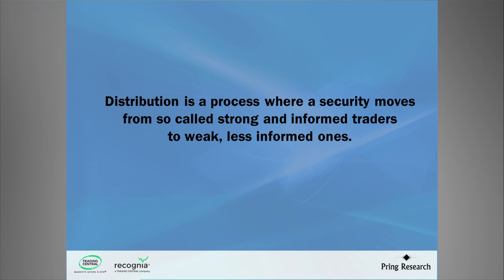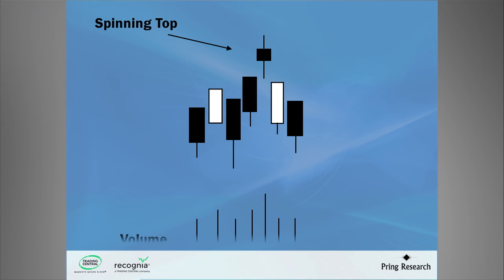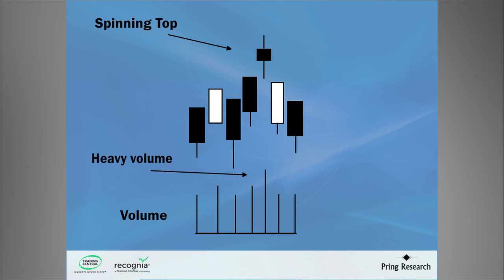Distribution occurs at market peaks. The process is exactly the opposite of accumulation, in that the transfer is from strong informed traders and investors to weak uninformed ones. Look for a price run-up and a spinning top, which is associated with very heavy volume. Once again, the spinning top heavy volume combination indicates indecision between buyers and sellers. The heavy volume aspect tells us that the level of indecision is very high. Therefore, when the price confirms by declining, a new downtrend is confirmed.